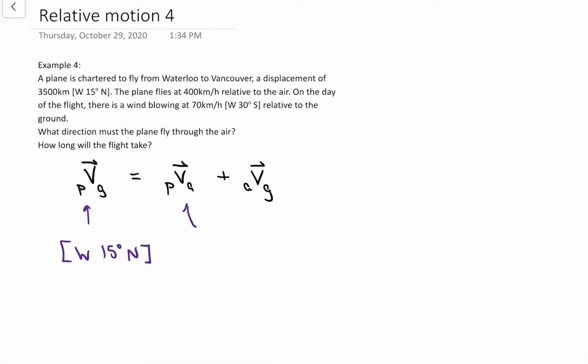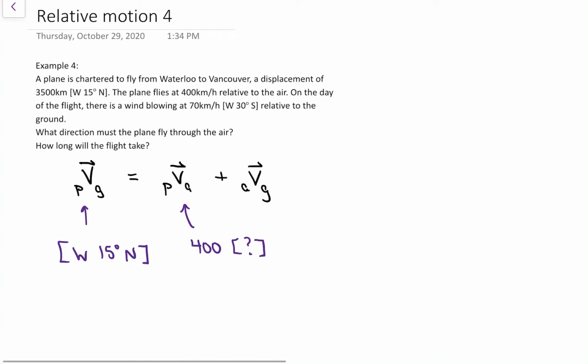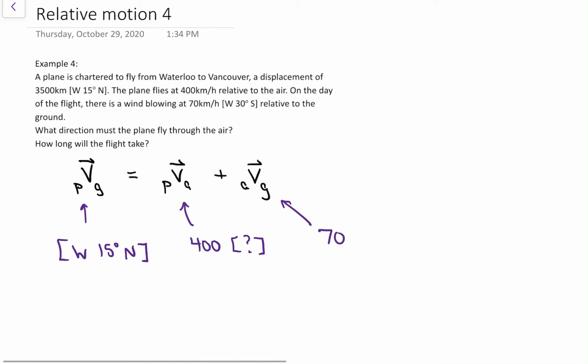I know that this one has got a length or a value of 400 kilometers per hour, but I don't know what direction it's actually going. I know it's going to be mostly west, but we got to deal with the wind. It's got to angle north a little bit to get to Vancouver. And finally, I know both parts of the air relative to the ground. I know all about the wind. It's blowing 70 and it's in that west 30 degrees south direction.